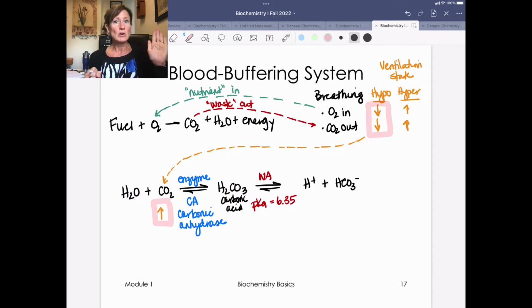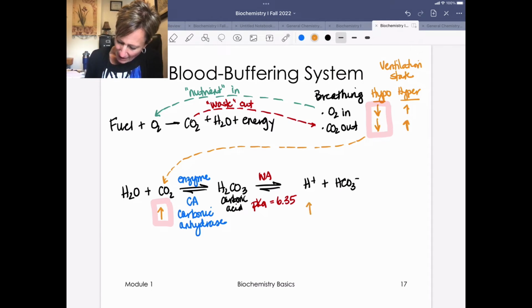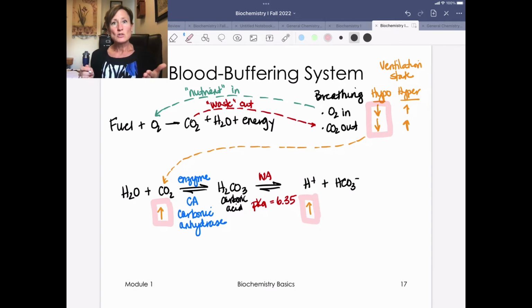When we add something in, we push the equilibrium to the opposite side. When we pull on a reagent, that means we're going to pull the equilibrium towards that side. So in this situation, when we are hypoventilating and increasing CO2 concentrations, it shifts this equilibrium to the right. That means we are going to have elevated levels of H+, which means we are in a state of acidosis. Elevated levels of H+, decreased pH, a state of acidosis.